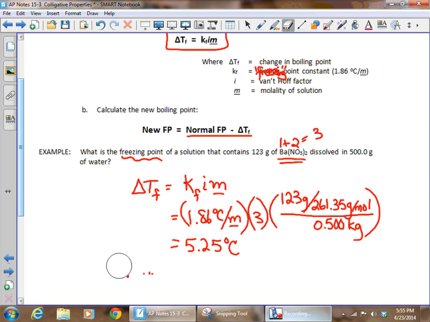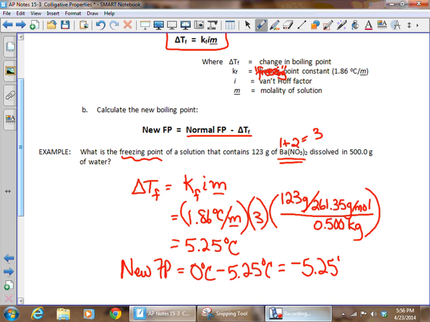I didn't do that very well. Let's try that again. The new freezing point is going to be 0 degrees Celsius, the normal freezing point for water, minus the 5.25 degrees Celsius change, and we're going to get a new freezing point of negative 5.25 degrees Celsius.